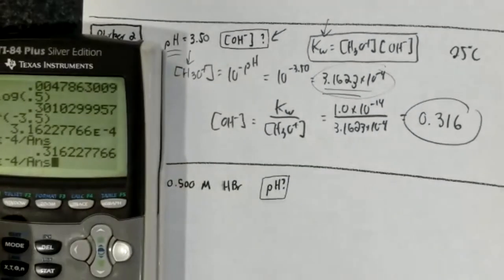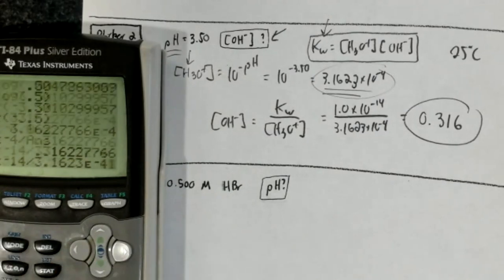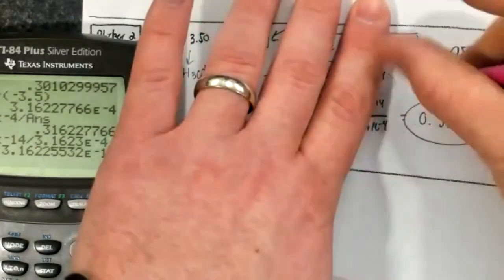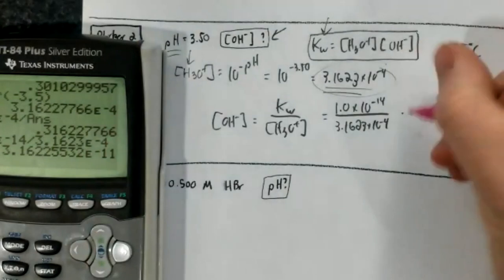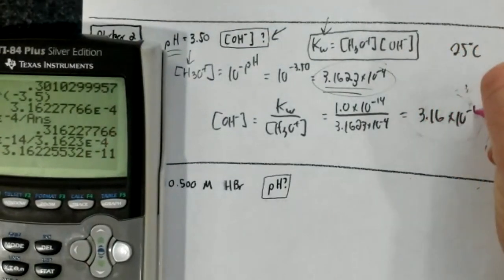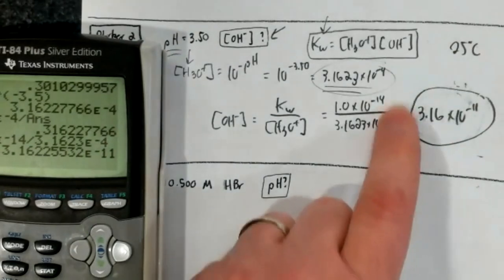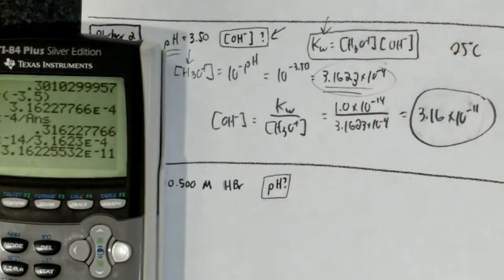So it'd be 1 times 10 to the minus 14 divided by that number, 3.1623 times 10 to the minus 4. So it should be a much smaller number. Sorry about that, I just plugged it into my calculator wrong. That happens. So 3.16 times 10 to the minus 11, because we have a very small number divided by a larger number, so that's going to be the exponent there.